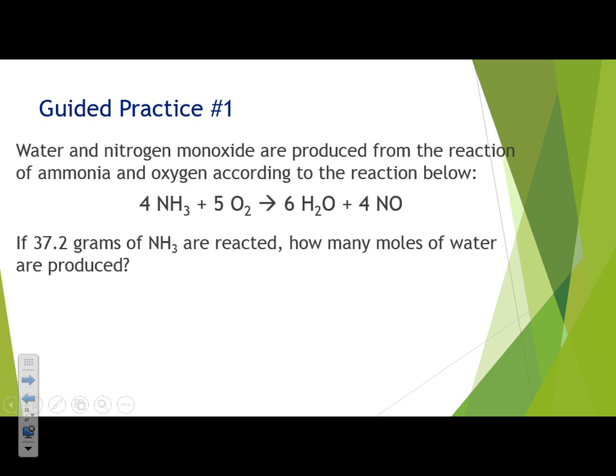So our first problem here, we're going to go ahead and have you read it on your own. As soon as you're finished reading, go ahead and click pause and try and solve the problem on your own. Once you are done, we'll go ahead and unclick pause.